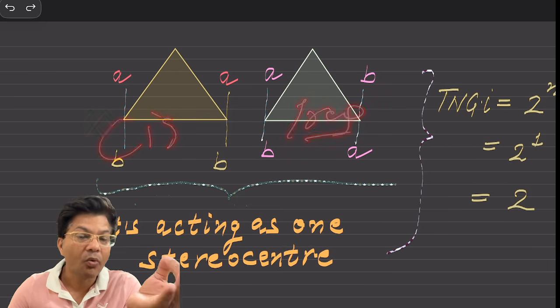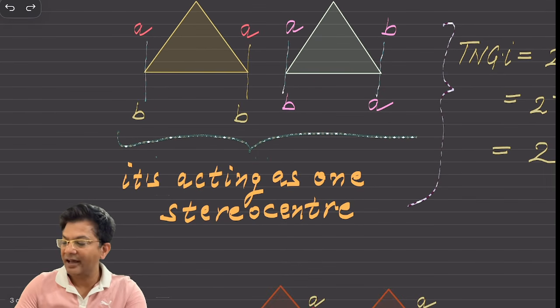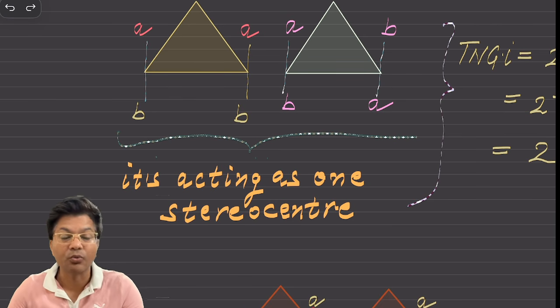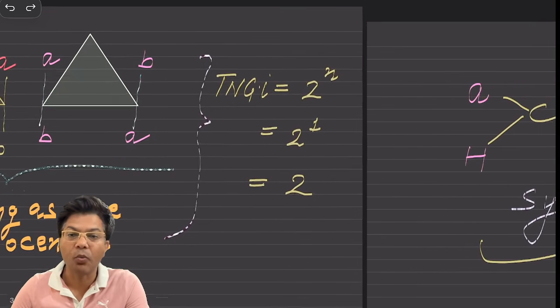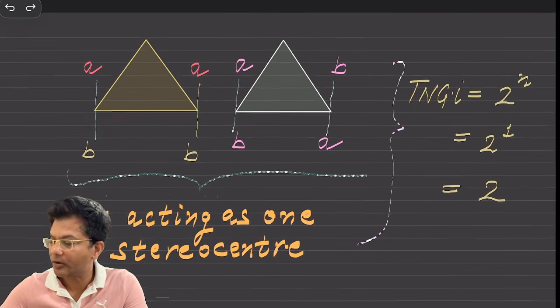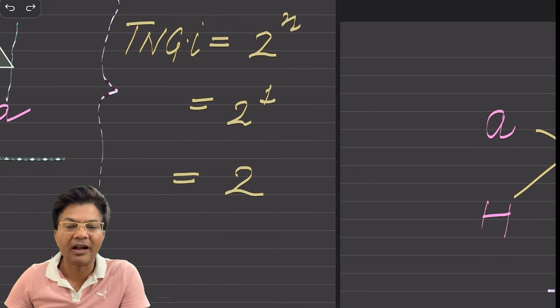So what is the relation they are holding? They are GI. You see it acting as one of the stereocenters. So the whole thing is acting as one stereocenter. So 2 raised to the power n, that is 2 raised to the power 1, that is 2. One is cis, another one is trans.